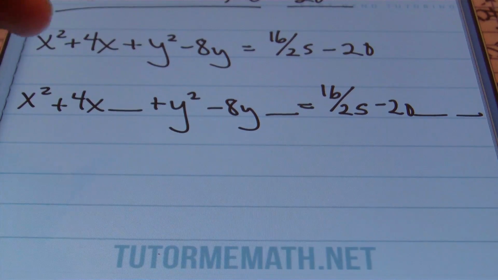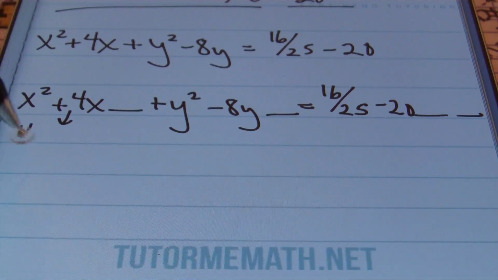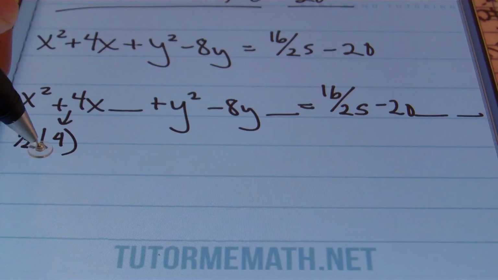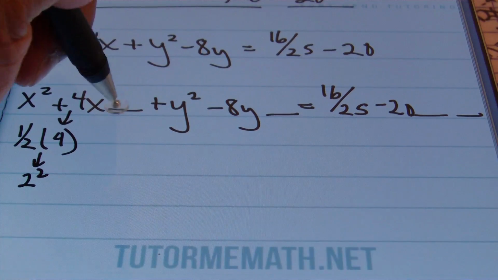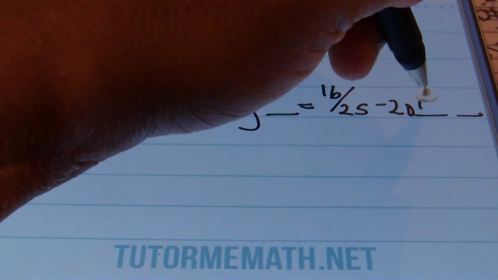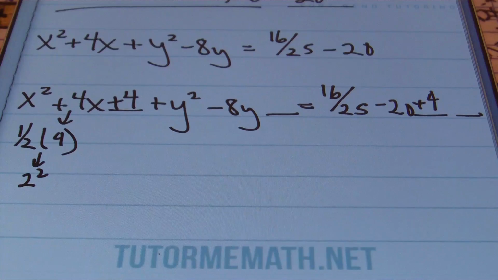And you already know we need to take half of our middle term's coefficient, right? So taking half of 4, that gives us 2. And then 2 squared is what? That's right, it's 4. So I'm adding 4 here and here. Then I'll be completing the square on our y squared minus 8y.